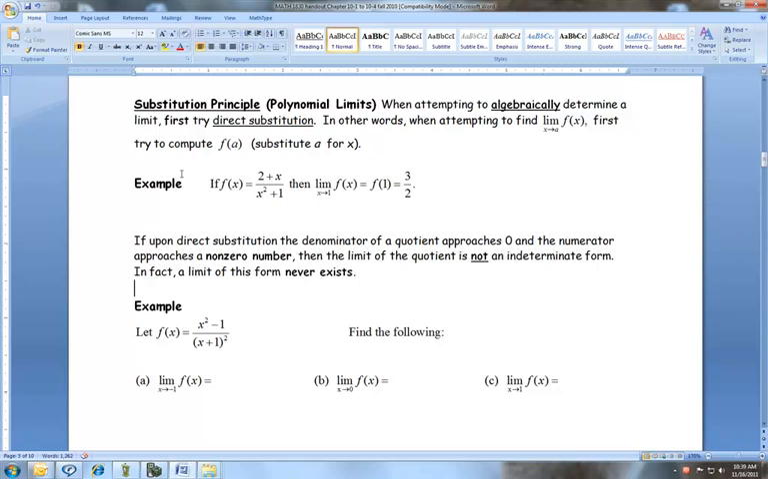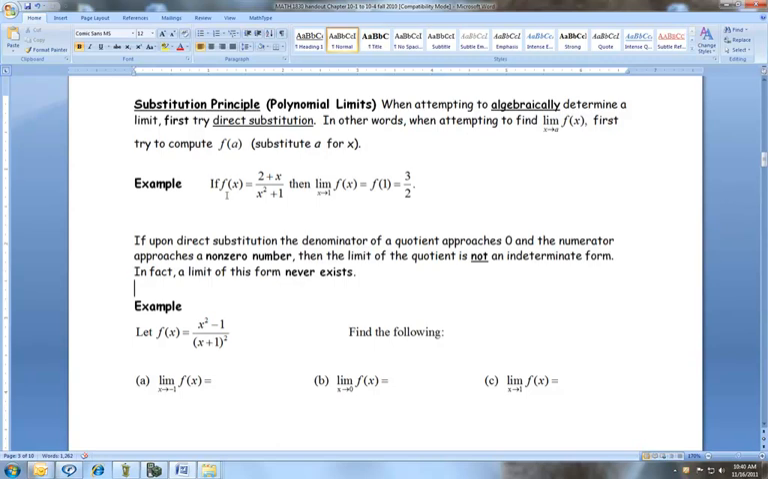This is a substitution principle with polynomial limits. When attempting to algebraically determine a limit, first always try direct substitution. In other words, when attempting to find the limit of this function as x approaches a, first try to find f of a. Just substitute in a for x.